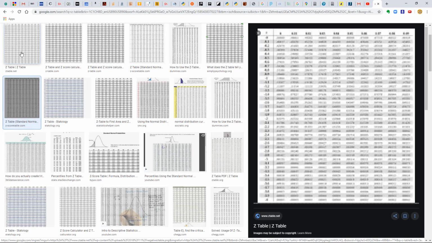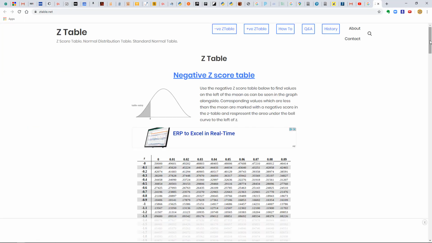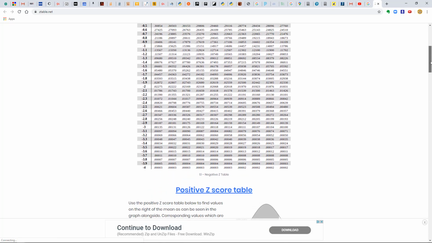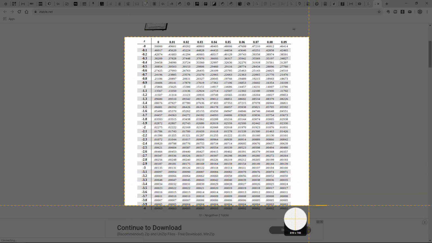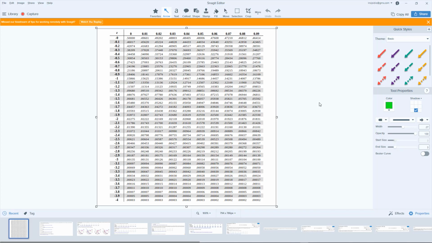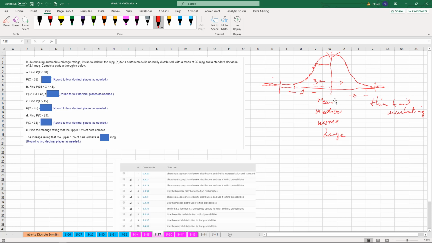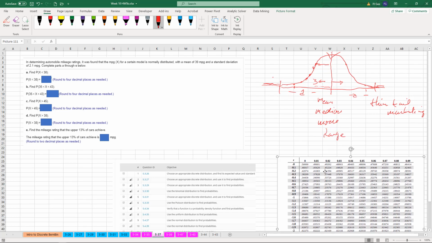So I'm going to go to this one. I think this one worked for me the other day. Yeah, this website just happens to have the negatives, so it's going to show you negative z-scores. I'm going to grab this using my Snagit screen grab software, which I can't live without. Control C, come back over to Excel, and drop that in there. That's how it works. Okay, so we're going to have that.